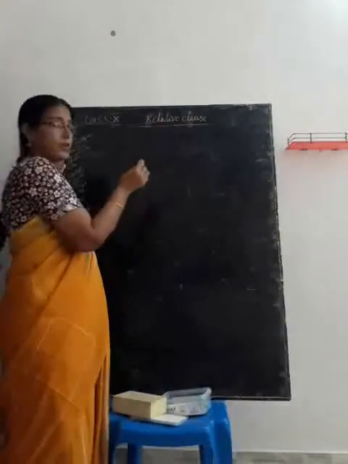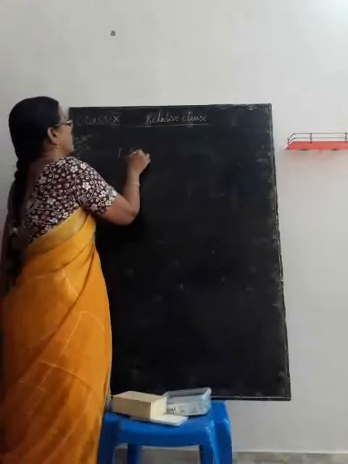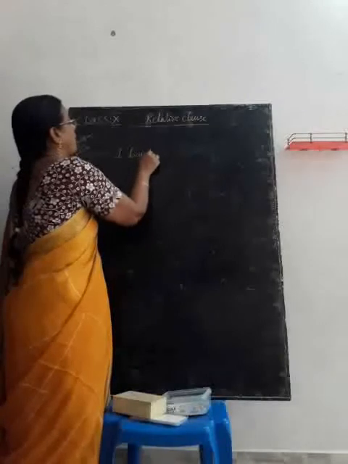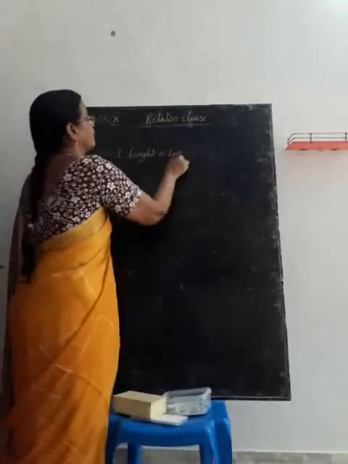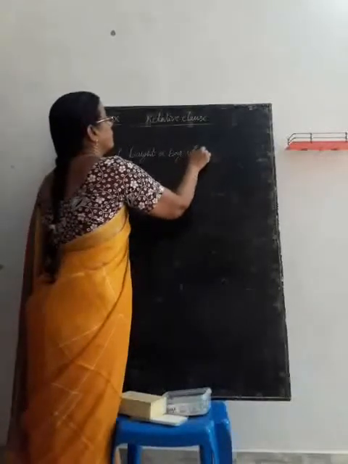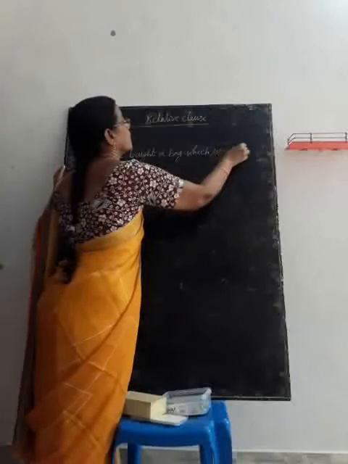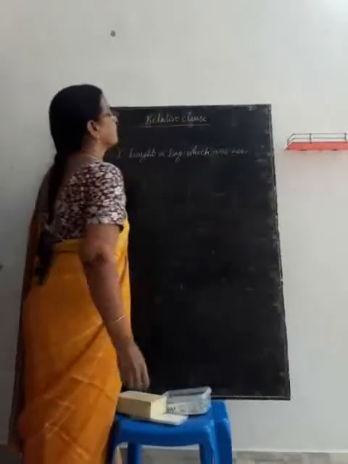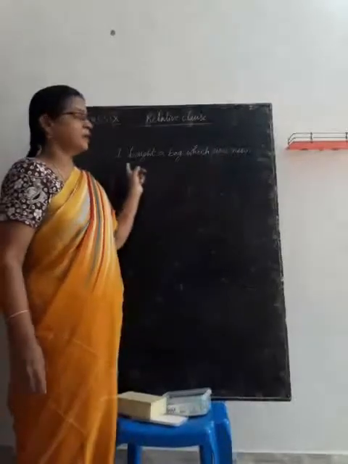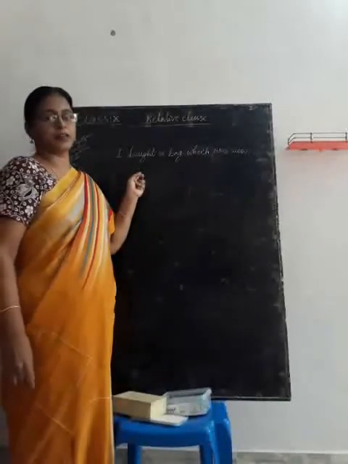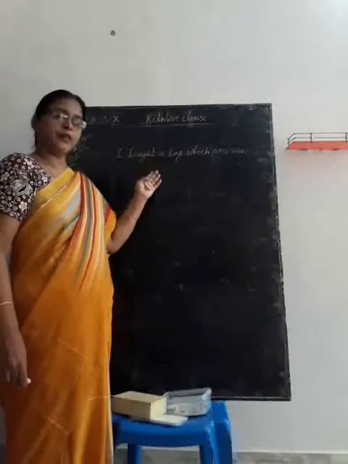See, I am giving one example. I bought a bag which was new. It is subordinating clause. An adjective clause is also called relative clause.